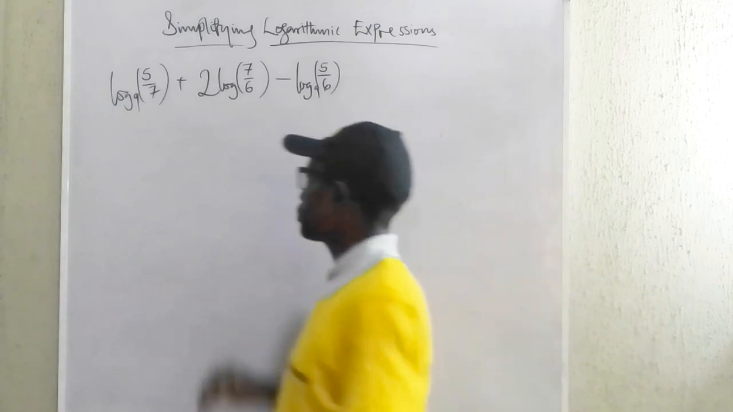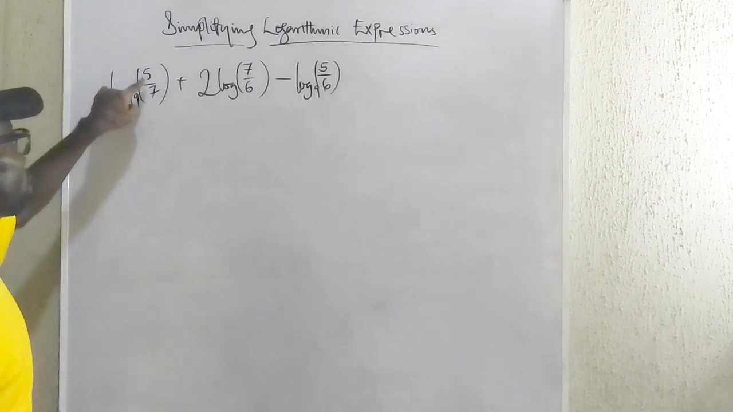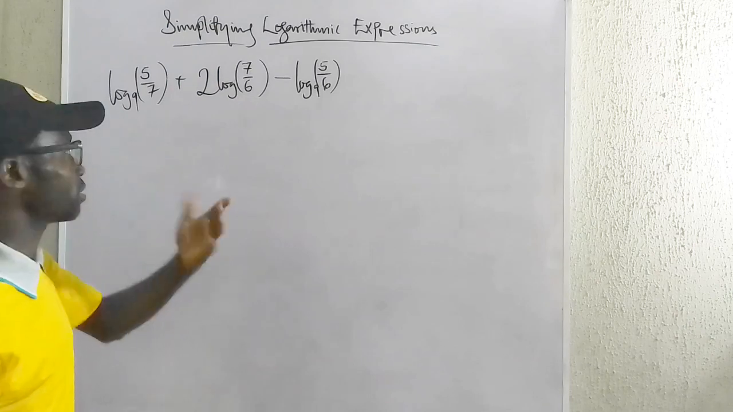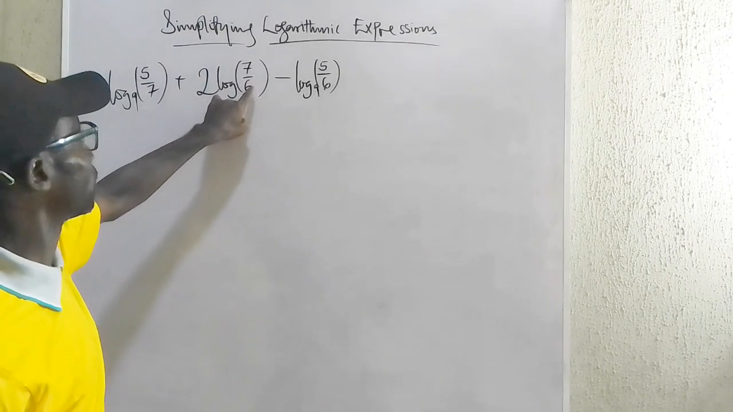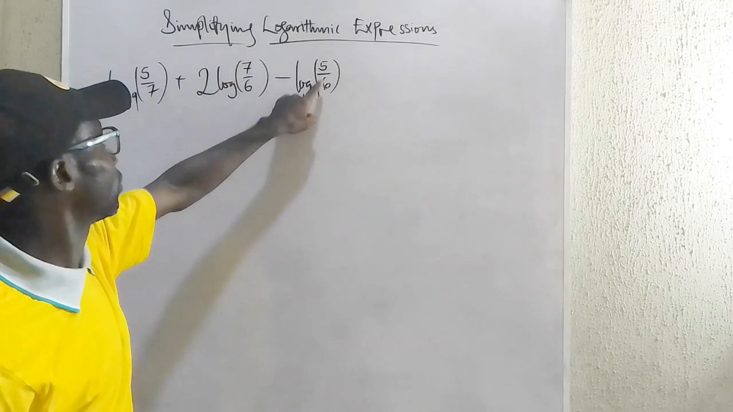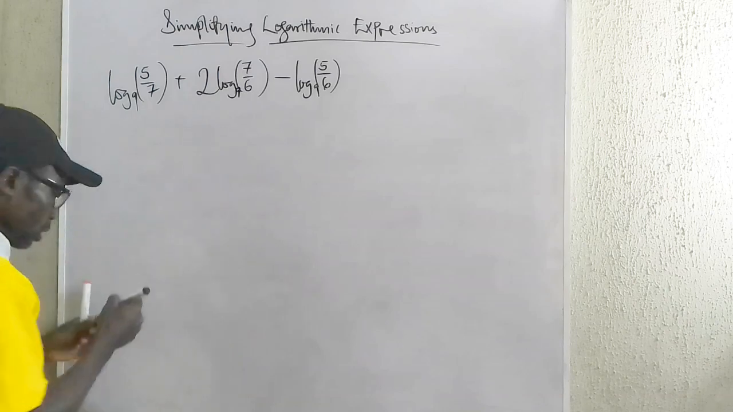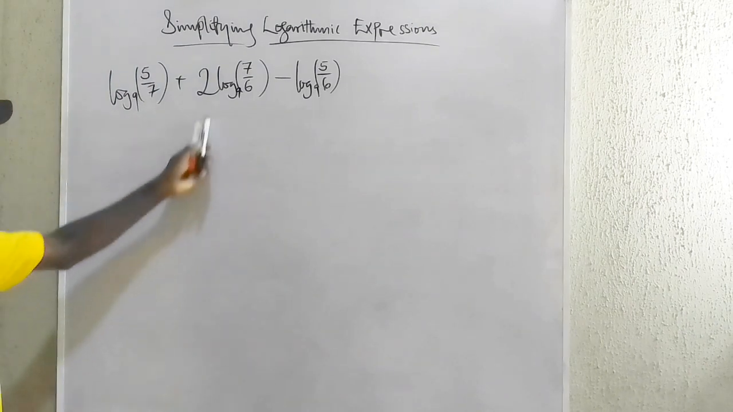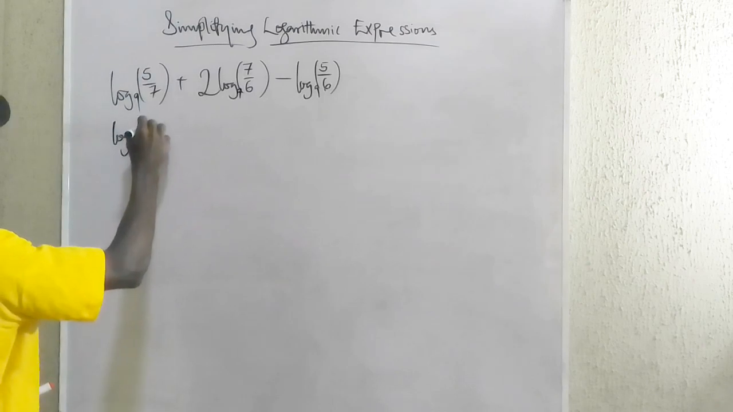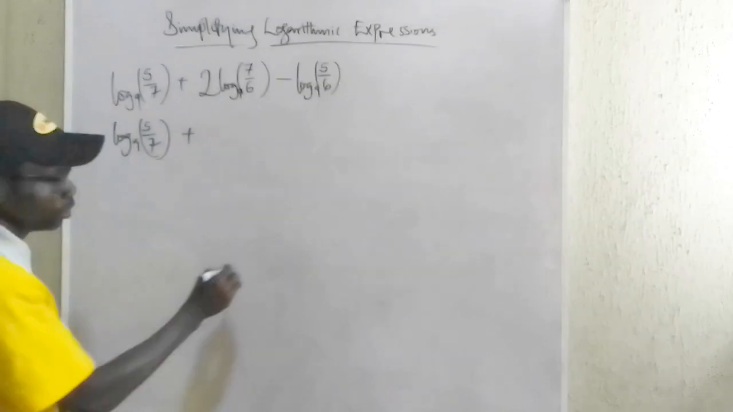Now let's go. What we have here is log in base 9 of 5/7 plus 2 times log of 7/6 minus log in base 9 of this. Pardon, I was meant to put 9, they are all in the same base 9. Now what you do is, you can start from this place. So you have log in base 9 of 5/7 plus this.